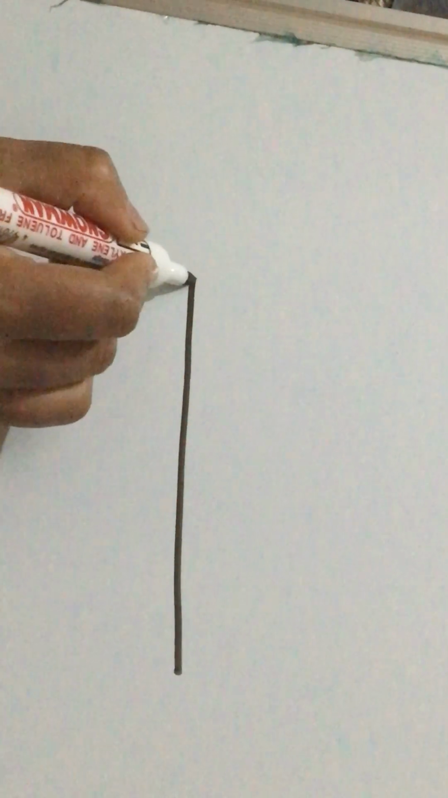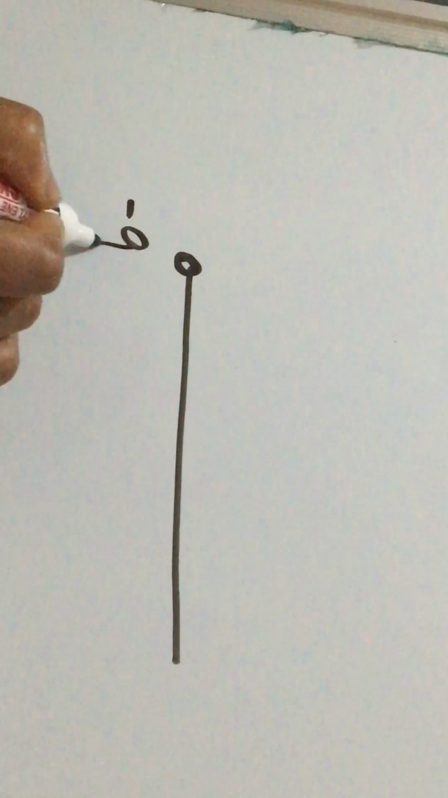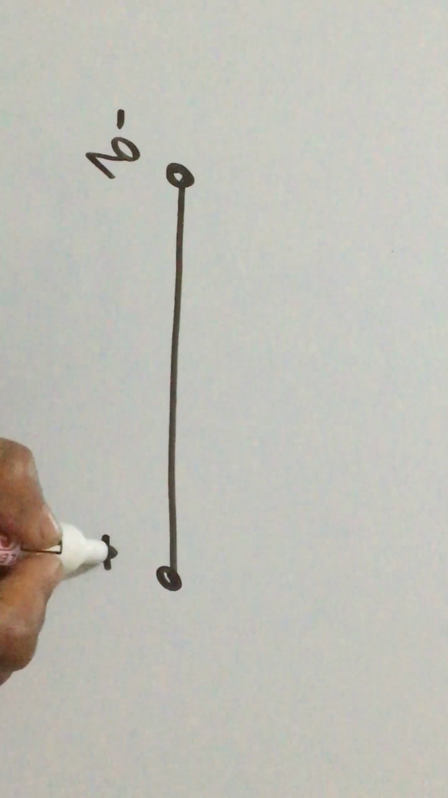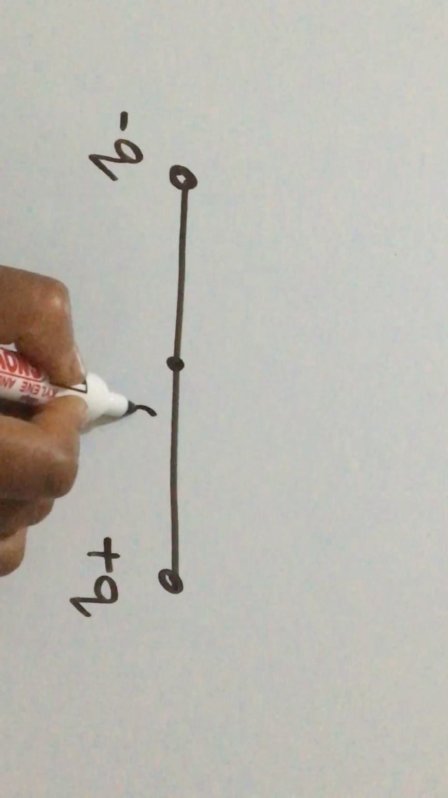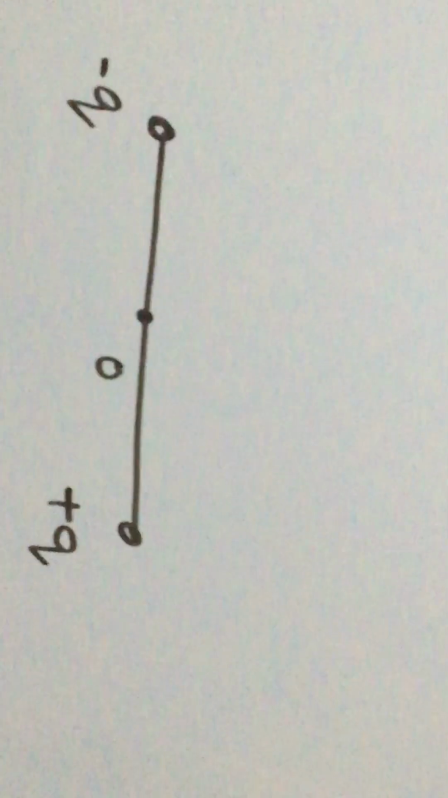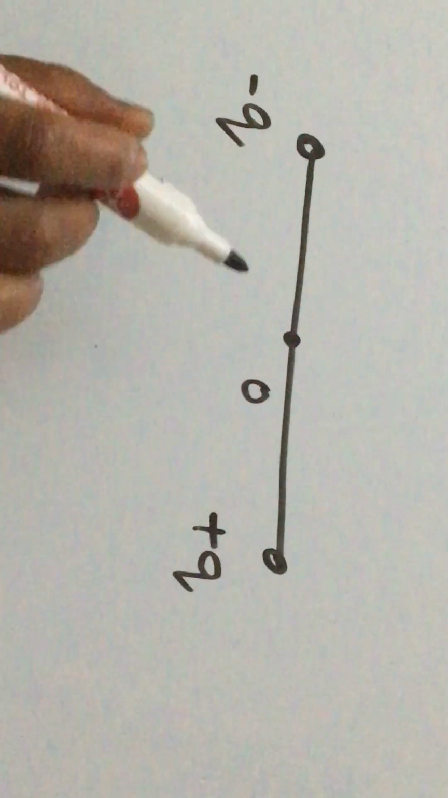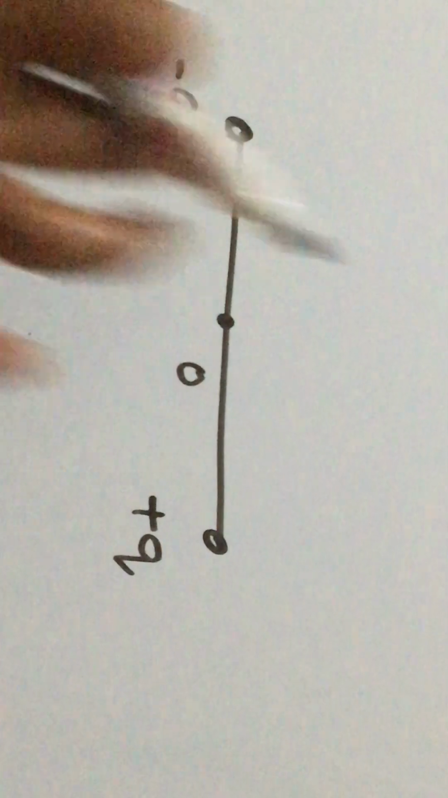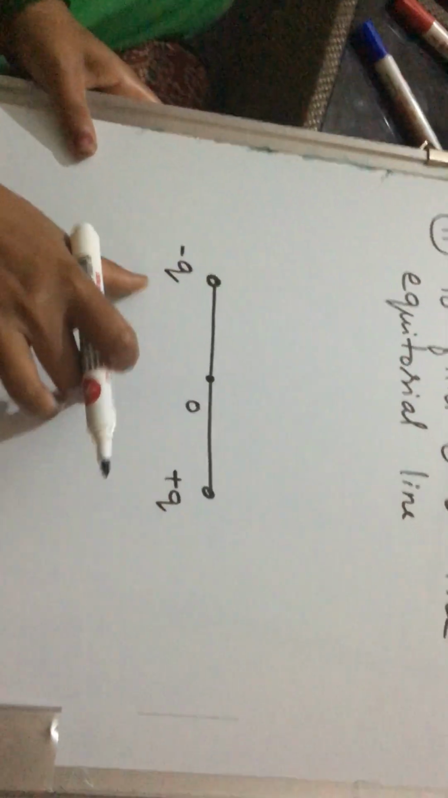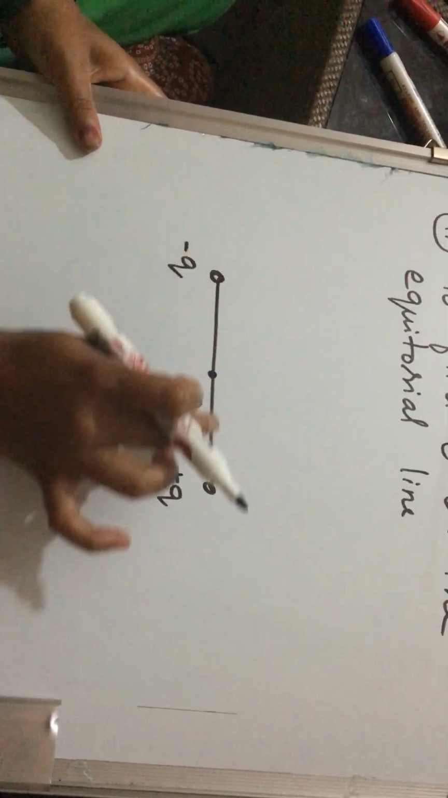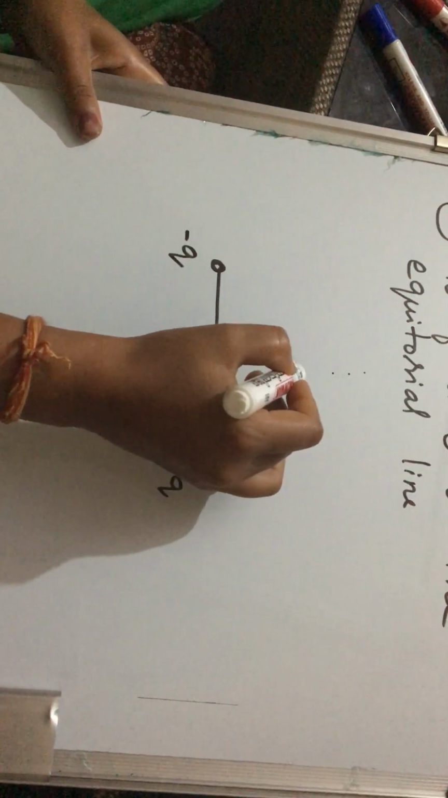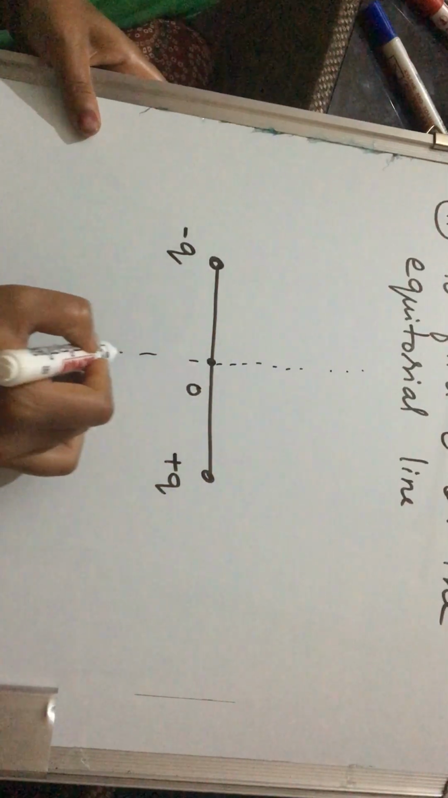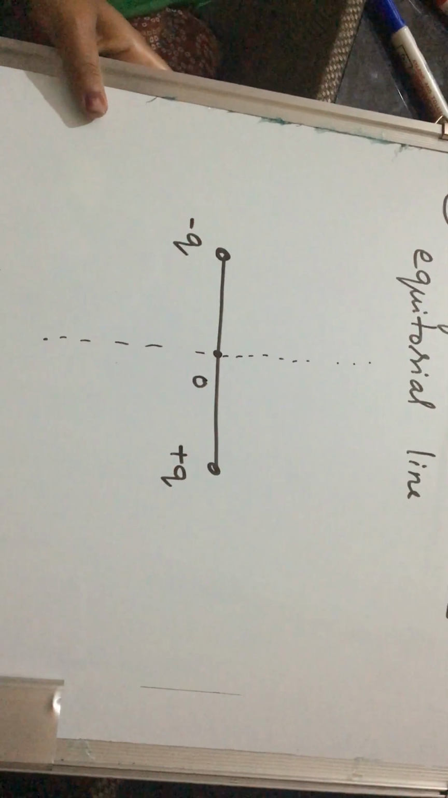Say here is a dipole. Dipole means equal and opposite charge separated by certain distance. The origin is O. The perpendicular bisector of the dipole is known as the equatorial line. Now if we make the perpendicular bisector of the dipole, then this will be what? This is the equatorial line.